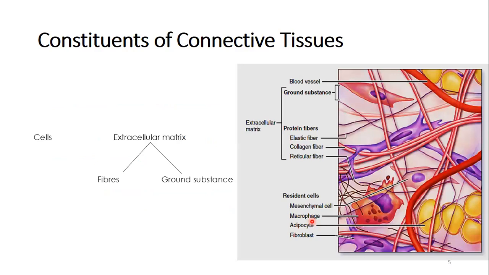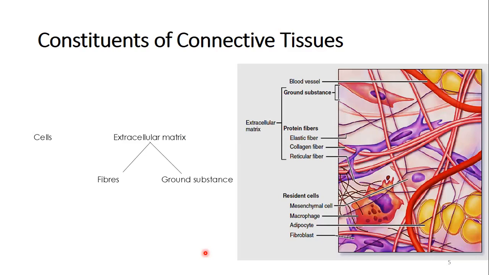Let's look at the composition of connective tissue. What structures make up connective tissue? We saw that in epithelial tissue, the composition was simply cells. These cells were resting on a basement membrane. So that's the composition of epithelial tissue. Apart from that, the cells were held firmly together by intercellular junctions. That's another composition of epithelial tissue.